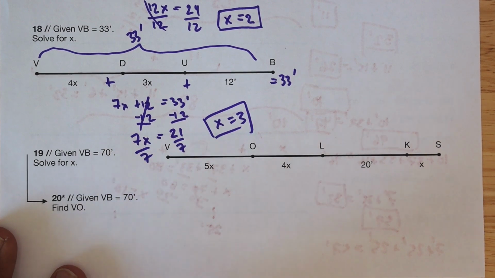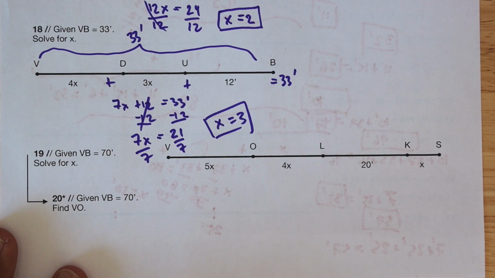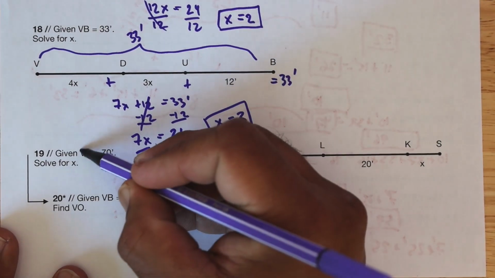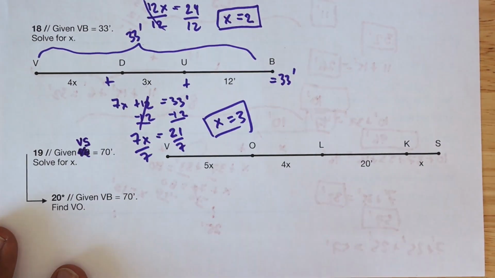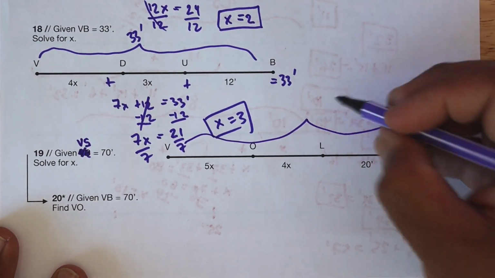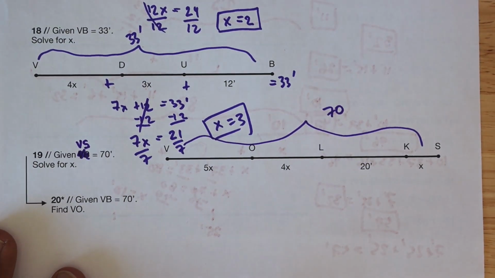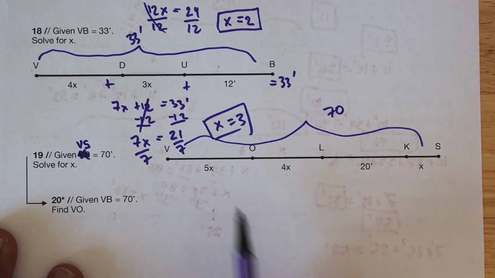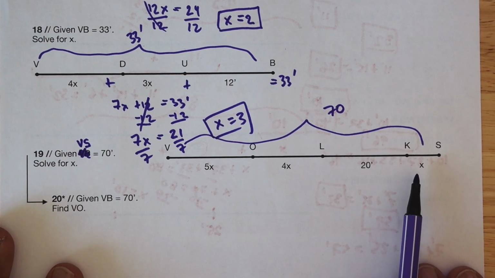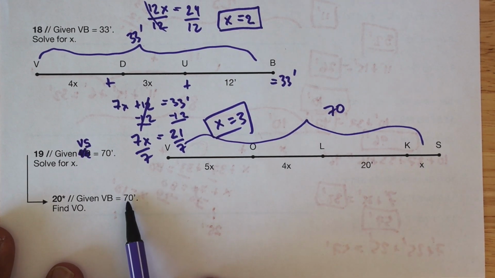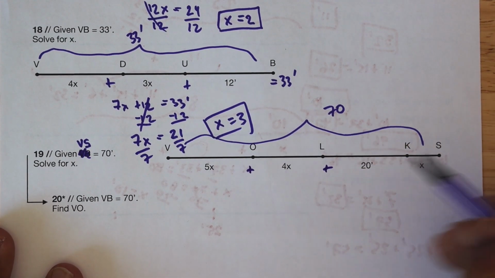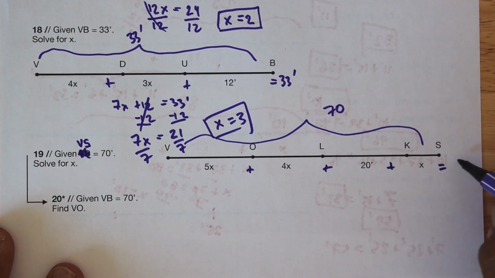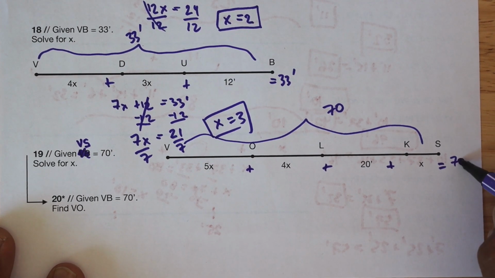Number 19, VB is 70. There's no B. So that's definitely a typo. Let's go with VS. So the whole thing's 70. Hope this works. So let me add all these parts together. Oh yeah, so it's VB is 70 right there. So 5x plus 4x plus 20 plus x equals 70.